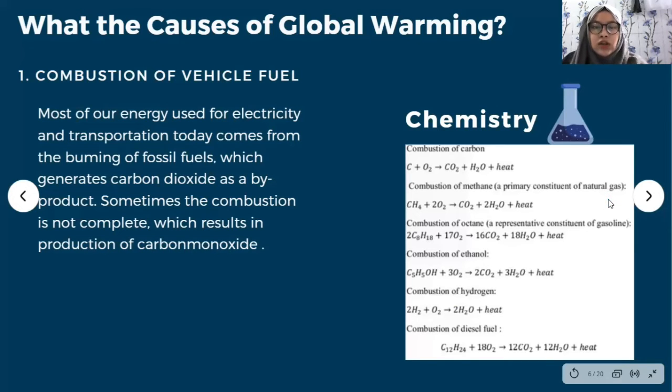So, what is the cause of global warming? First is combustion of vehicle fuel. Most of our energy used for electricity and transportation today comes from the burning of fossil fuel, which generates carbon dioxide as a byproduct. Sometimes the combustion is not complete, which results in production of carbon monoxide. Here are chemical reactions about combustion of carbon, methane, octane, ethanol, hydrogen, and diesel fuel. The products contain carbon monoxide and heat.